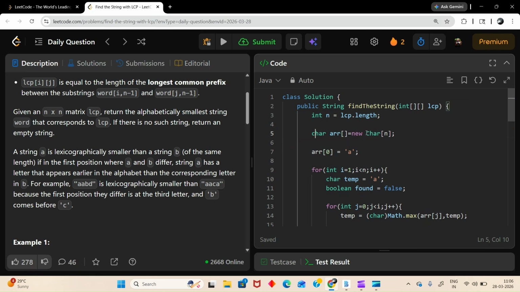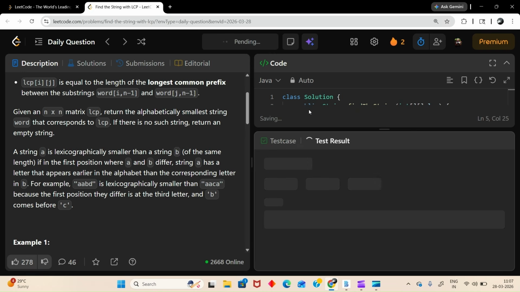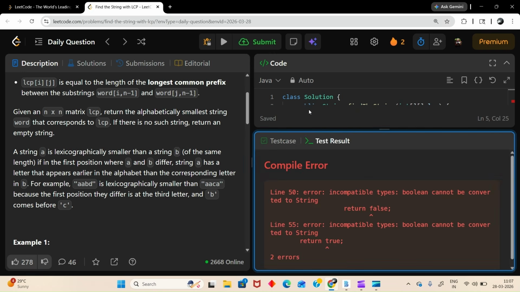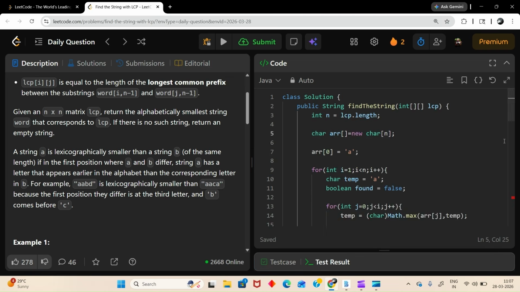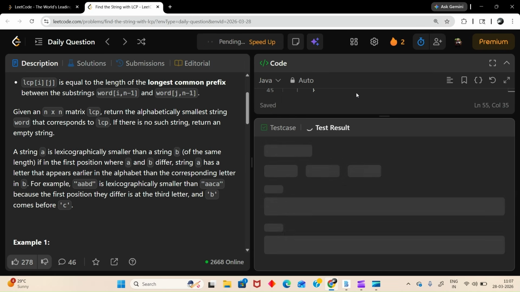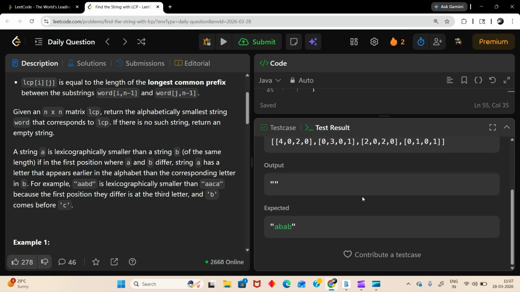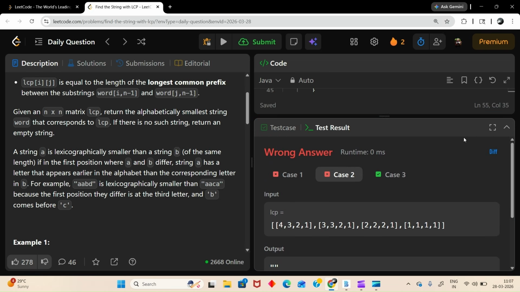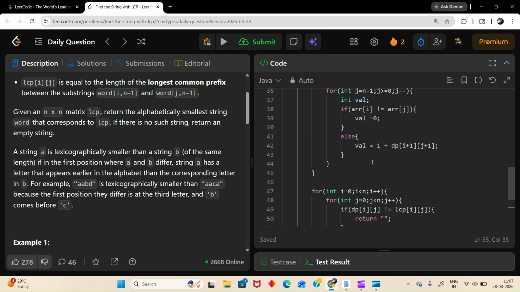Yeah, now let's run this again. Oh, sorry, here not false, here it is empty string. If both are not equal, else String.valueOf of our array. Because our array is a character array, so we have to return the String.valueOf of this. Okay, now we are getting something wrong. We'll check what we are doing incorrect.